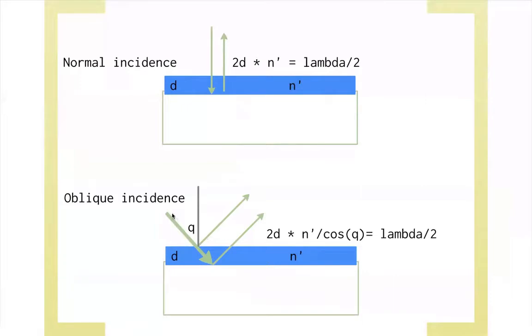For oblique incidence, if Q is the angle, light comes in, some of it's reflected off here, some of it's reflected off here, and you want to make sure these two destructively interfere. So what you have to do is 2D times n prime divided by cos Q, right? That's this path length here, is equal to lambda over 2. So this is the extra path that the light traveled, must be half a wavelength more than this path. And again, you can write D as then equal to lambda over 4 n prime times cos Q, right? So you can see as you increase the angle, you have to increase the thickness of the anti-reflection coating. So it becomes harder, essentially, to make it anti-reflecting.